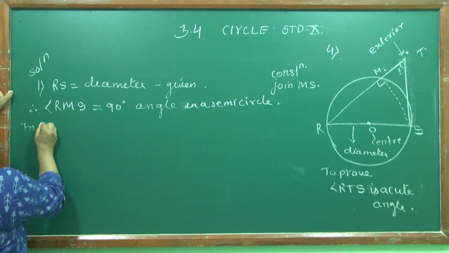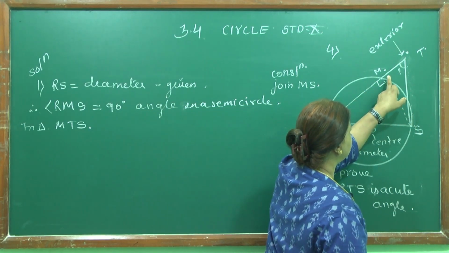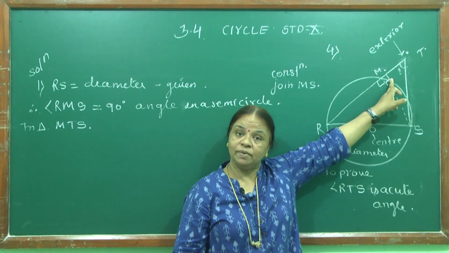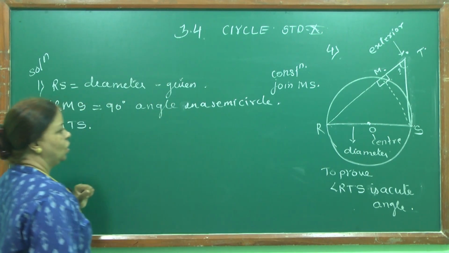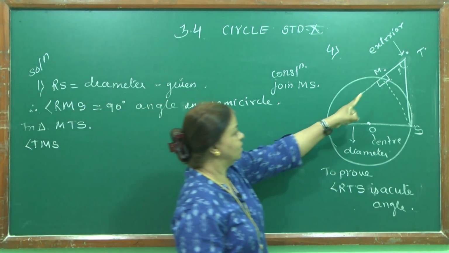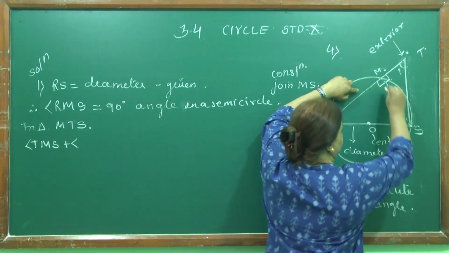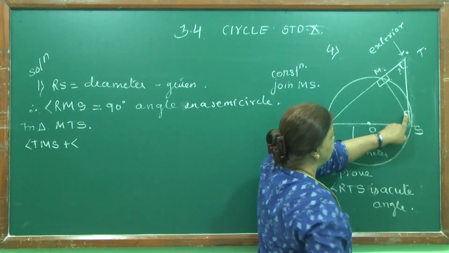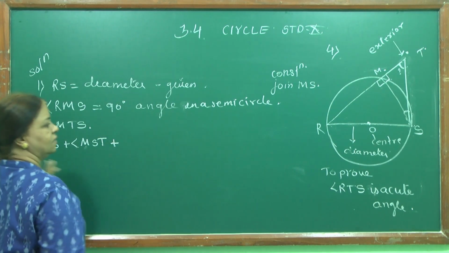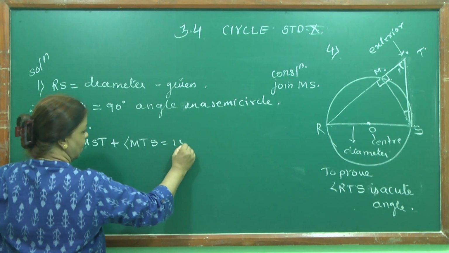Now we say in triangle MTS, see this angle will be 90 degrees, children. If one side is 90 degrees, the other side also will be 90 degrees. Yes, fine. So in triangle MTS, angle TMS plus this angle, MST, plus this angle, MTS, is equal to 180 degrees.